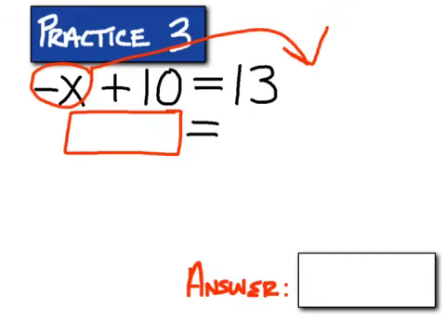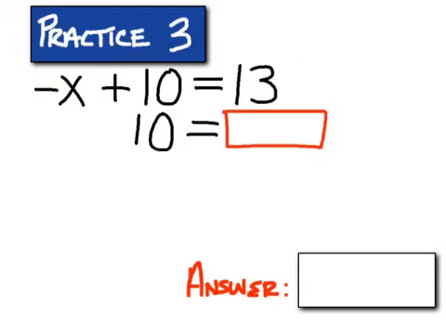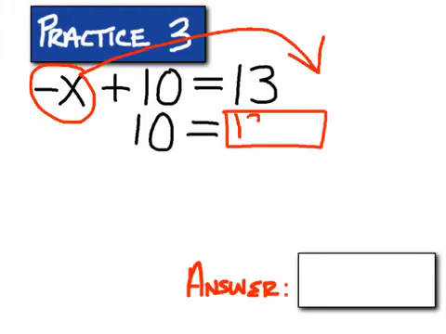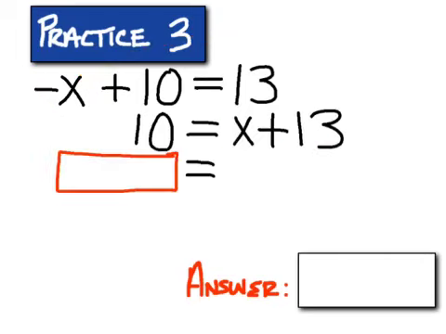Okay, practice problem number 3. On the left side, after we move our x over, all that's going to be left is 10. Okay, what's going to be on the right side after we move our x over? We're going to have 13 plus x. Remember, when we move our minus x to the right side, it becomes a positive.